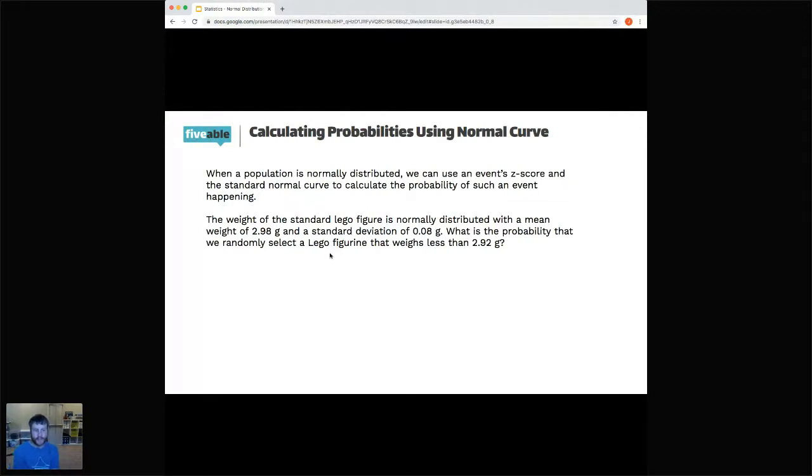It says the weight of a standard Lego figure is normally distributed with a mean weight of 2.98 grams and a standard deviation of 0.08 grams. What is the probability that we randomly select a Lego figurine that weighs less than 2.92 grams? So we're looking for the probability that the Lego figure is 2.92 or less. The first way we could go about doing that is to calculate its z-score. So take a minute and calculate the z-score for this Lego figurine. Same formula we did on the last slide with Christoph and Sven.